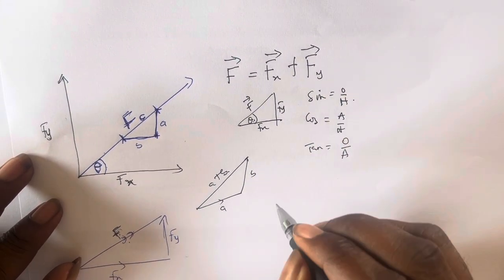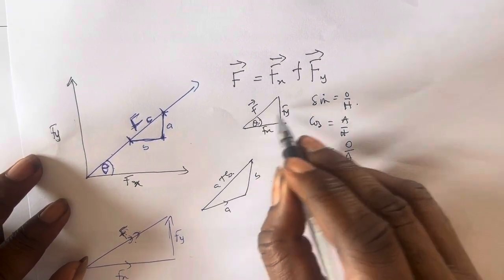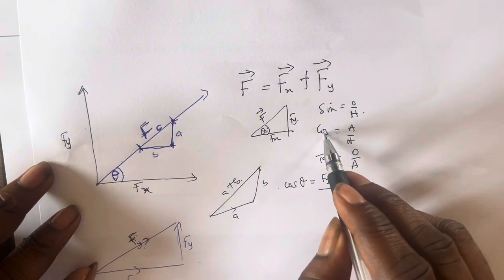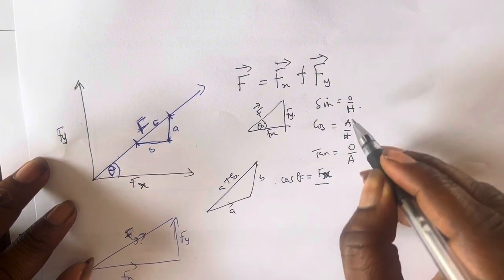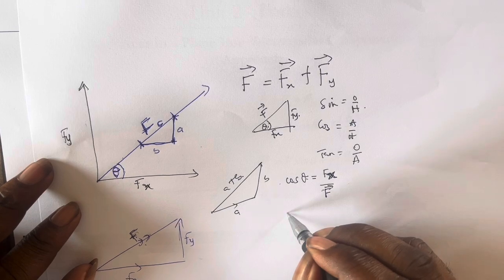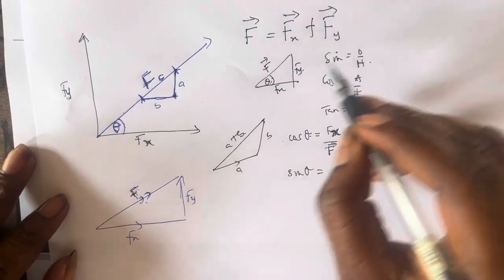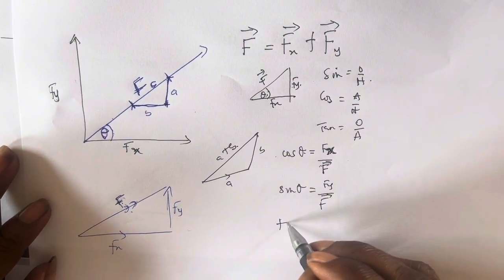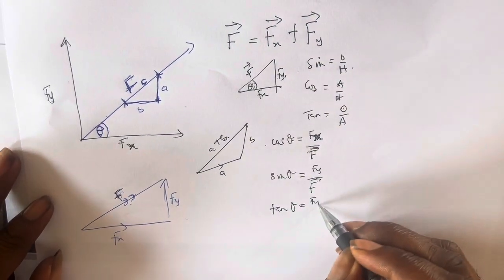Adjacent. So right now, if you want to find the cos of this particular angle theta, the cos of theta will be your adjacent, which is your Fx, over the hypotenuse, which is the resultant force F. In the same way, the sine of your angle theta is your opposite, that's your Fy, over your F. And the tan of theta is your opposite, that is Fy, over what?